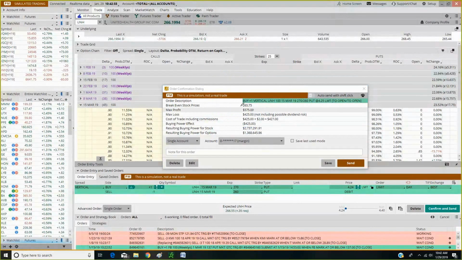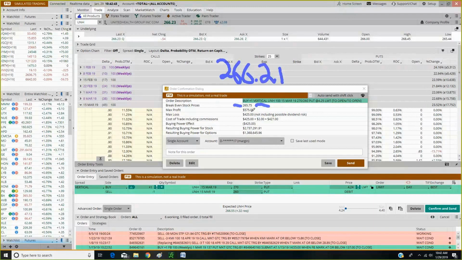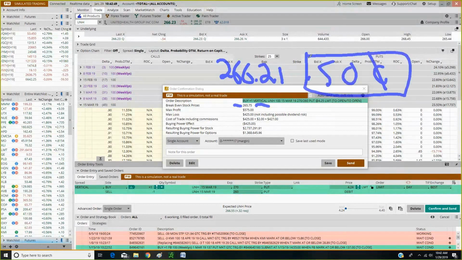The break even is 265.75. If the stock is at 266.21 and the break-even is 265.75, that means the stock has to go down about 50 cents for me to break even. The other way was like $6. Well, I mean, it'll be a little bit more because you get credit, but $6 at a minimum. This is 50 cents.